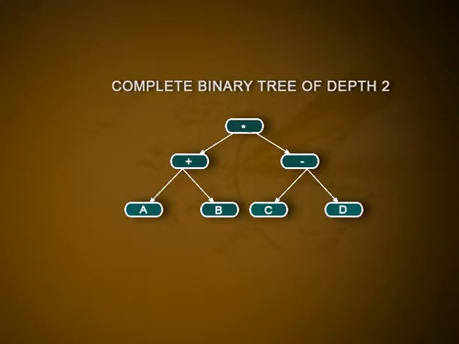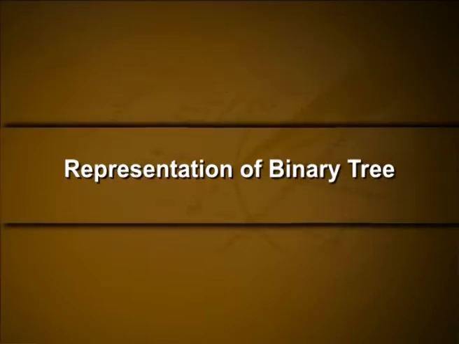The in-order traversal of the given tree produces the string A + B * C - D. The pre-order traversal generates the string * + A B - C D, and the post-order gives the string A B + C D - * as the result of the given tree traversal.